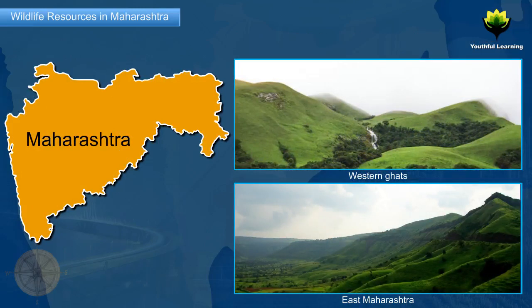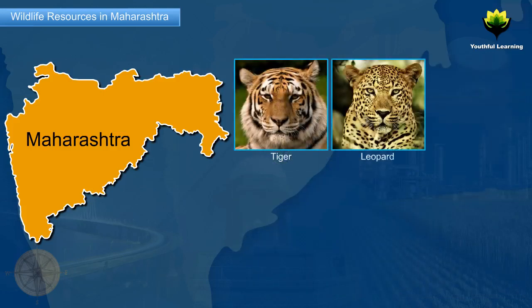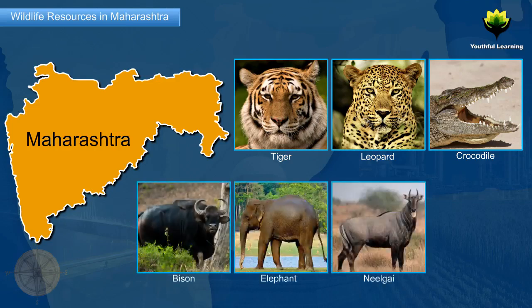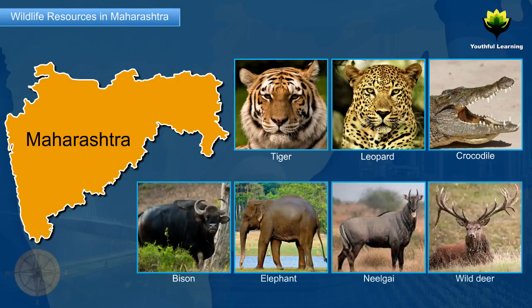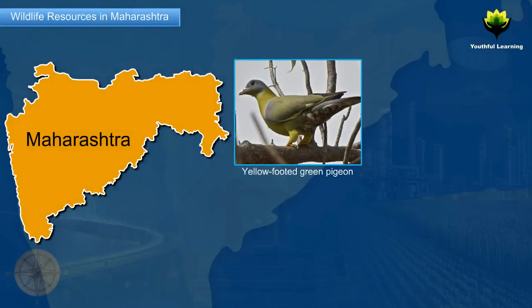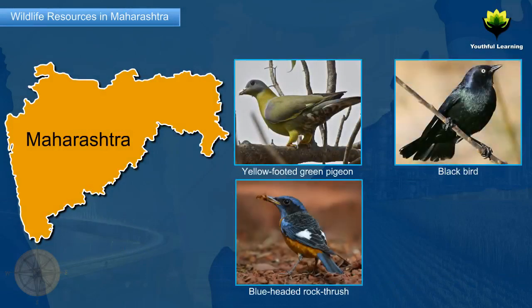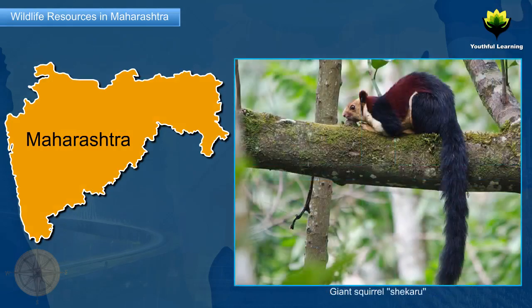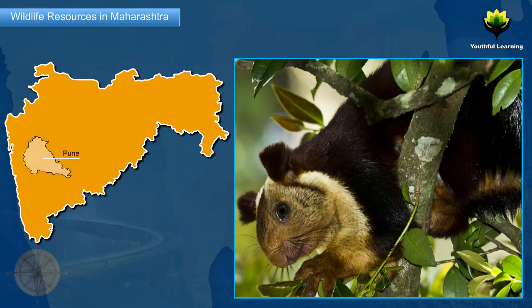However, the forests abound in huge variety of animals like tiger, leopards, crocodile, bison, elephants, nilgai, wild deer, and birds like yellow-footed green pigeon, the blackbird, the blue-headed rock thrush, red-vented bulbul, etc. The state animal of Maharashtra is the giant squirrel, which is called Shekaru in Marathi. It is found in Bhima Shankar Forest in Pune district.